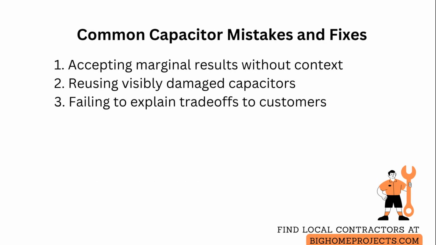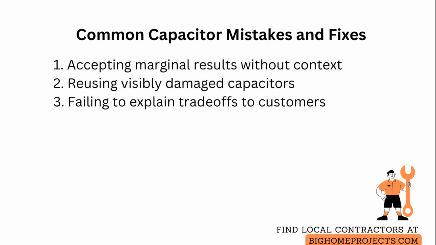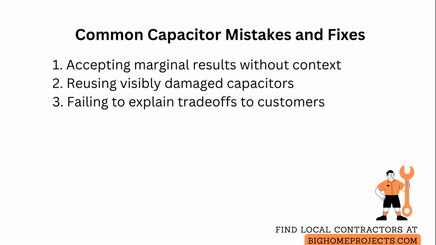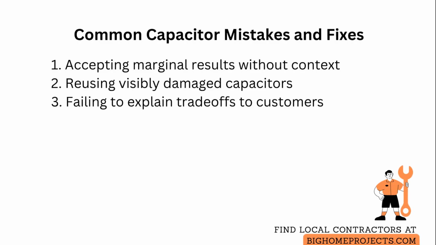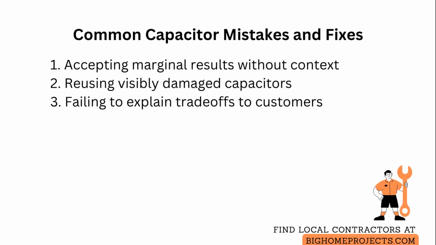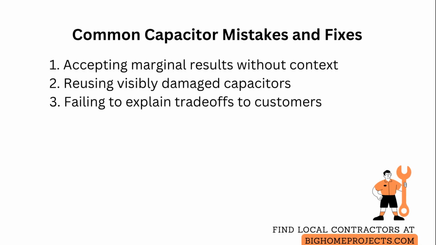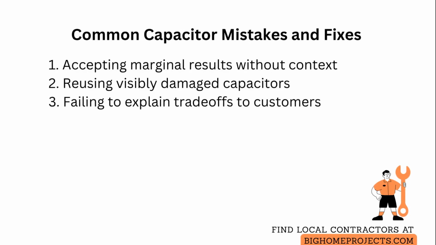3 common mistakes are accepting marginal test results without context, reusing a visibly damaged part, and failing to communicate the risk to the customer. Accepting marginal results without recording conditions can make your recommendation look speculative, so always log test parameters and explain them. Reusing a damaged capacitor risks immediate or near-term failure, so do not reinstall parts that bulge, leak, or have cracked insulation.